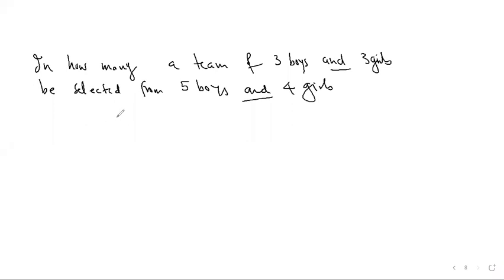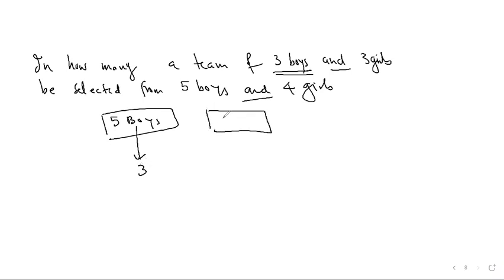So 3 boys have to be selected from 5 boys. If I want these 3 boys, I need to select from the 5 boys. I cannot go and select 3 boys from the girls. It's not possible. Same way, from the 4 girls, I need to select 3 girls. Can you select these 3 boys from the girls? No, sir. So it is understood: 3 boys are selected from 5 boys and 3 girls are selected from these 4 girls.